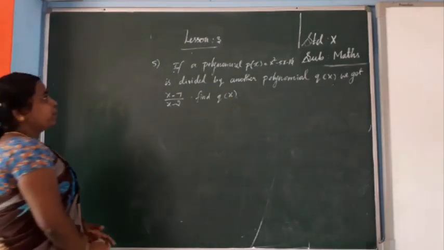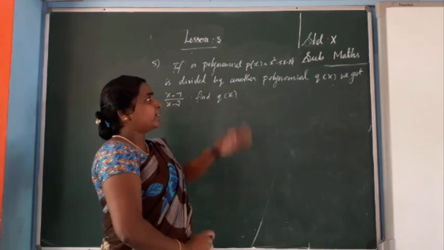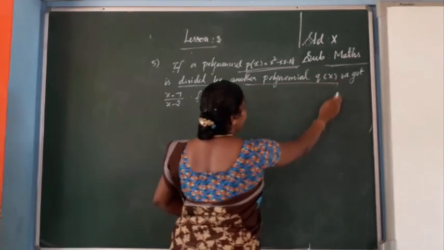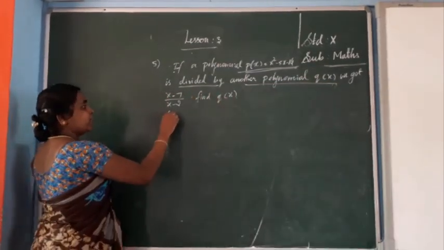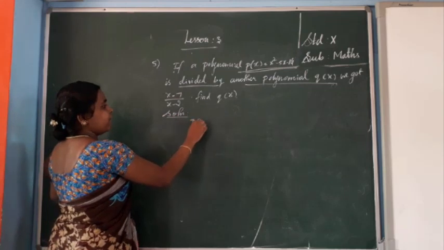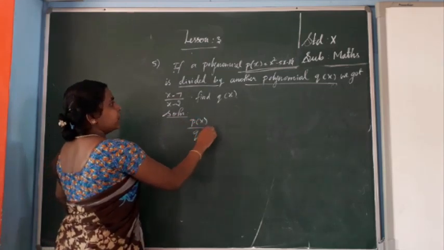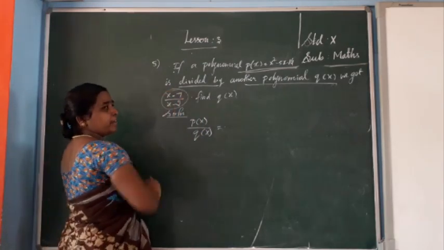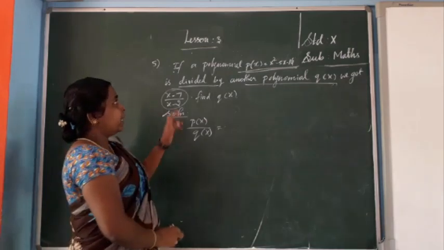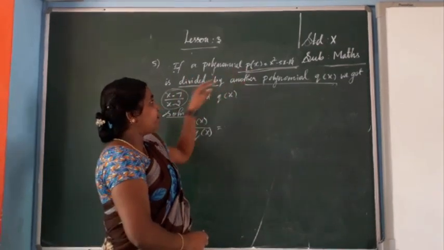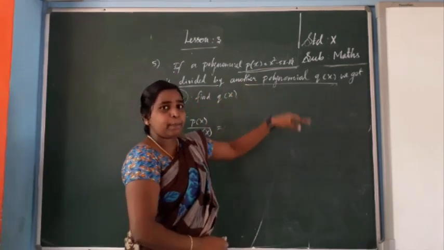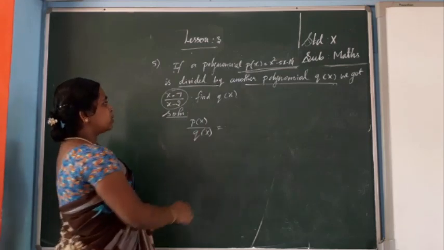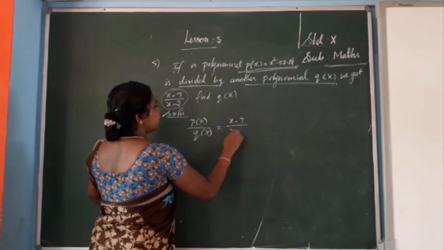Okay, we can find it. One polynomial is given, that is p of x. It is divided by another polynomial q of x. So read the question clearly. If a polynomial p of x is divided by another polynomial q of x, then p of x divided by q of x equals x minus 7 by x minus 2.